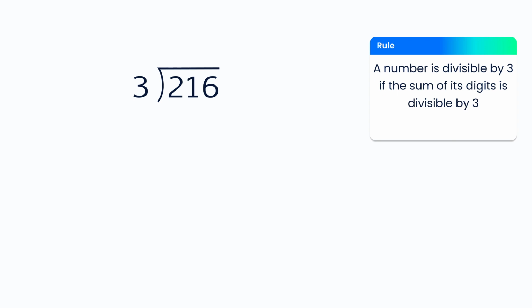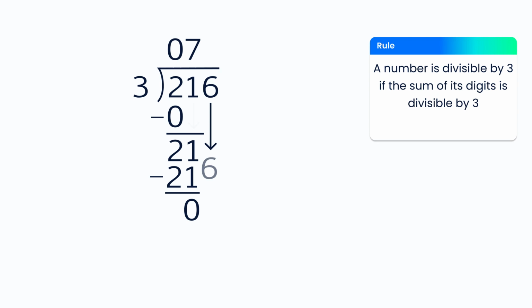3 goes into 2 0 times. Now you multiply 0 by 3, which gives you 0. 2 minus 0 is 2. Move down the 1. 3 goes into 21 7 times. Now multiply 7 by 3, which is 21. 21 minus 21 is 0.